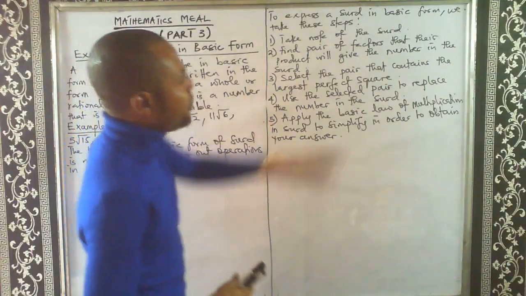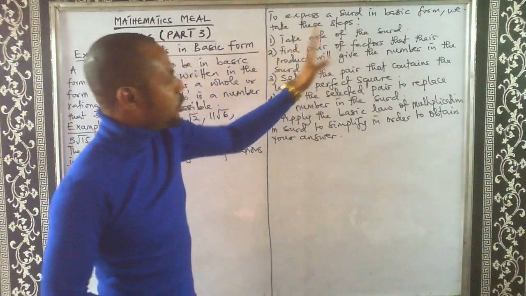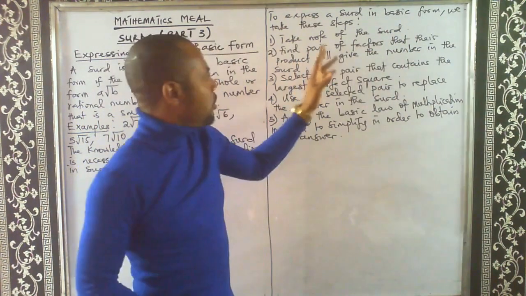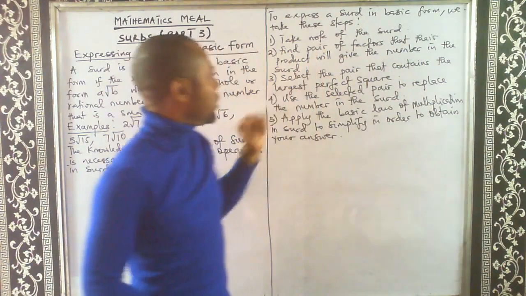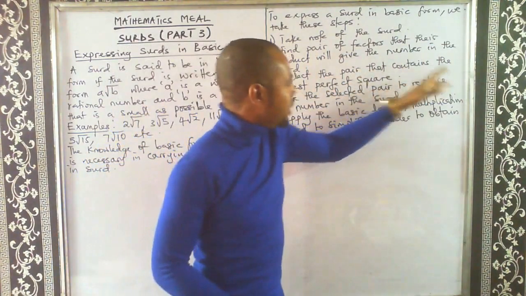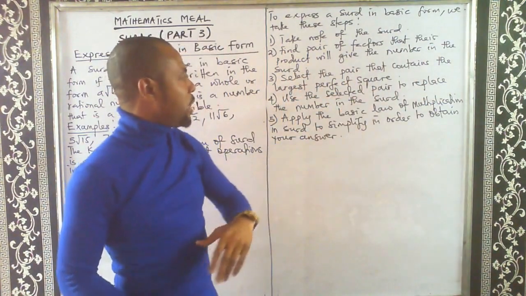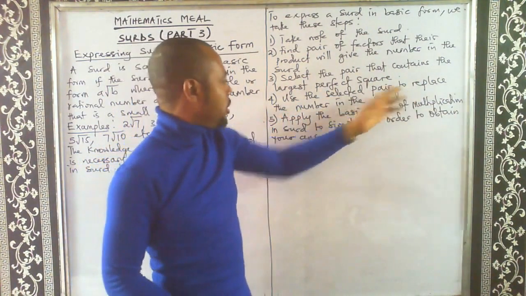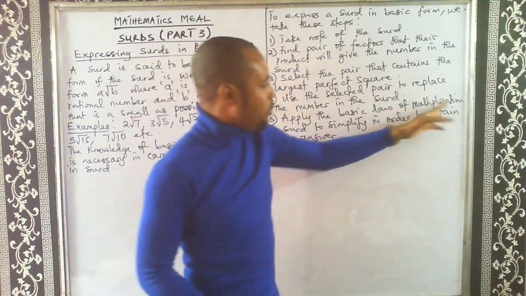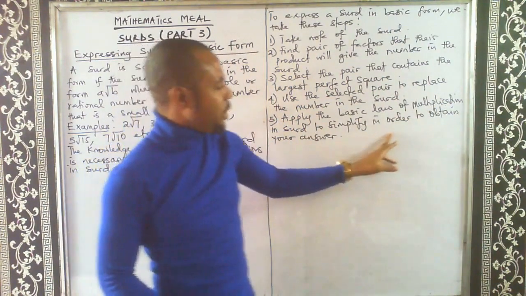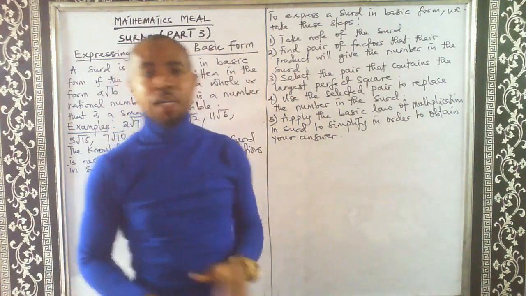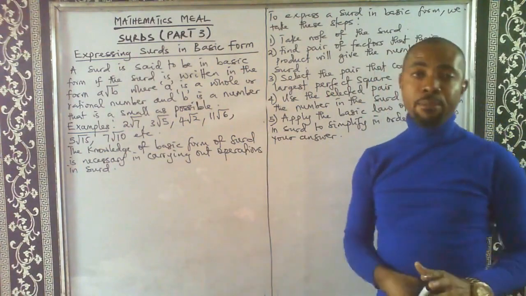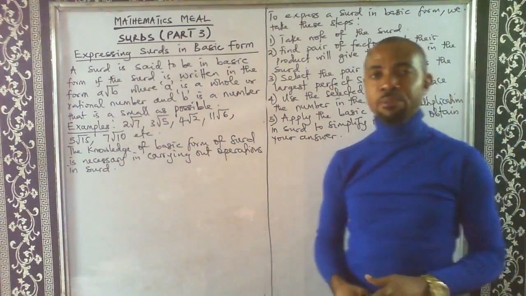To express a surd in basic form, we take these steps. 1, take note of the surd. Find a pair of factors that their product will give the what? The number in the surd. Select the pair that contains the largest perfect what? Square. Use the selected pair to replace the number in the surd. Then apply the basic law of multiplication in surds to simplify in order to obtain your what? Your answer. Wow. Alright, these 5 steps will do the magic of expressing surds in basic form.